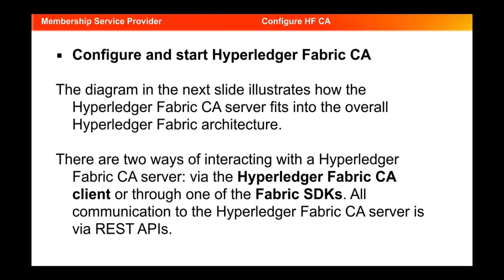Next is how we are going to configure and start Hyperledger Fabric CA, which is the Certification Authority. We have a diagram coming up which will explain how the Fabric CA server and Fabric client interact with each other. There are two ways of interacting with Hyperledger Fabric CA: one is via the Hyperledger Fabric CA client, or through Fabric SDKs. All communication in Hyperledger Fabric CA is via REST API calls.